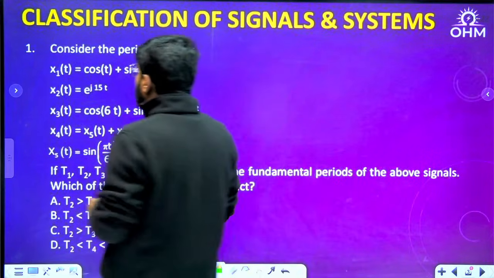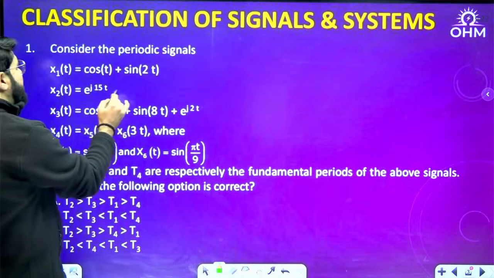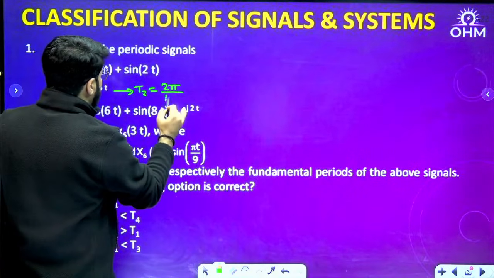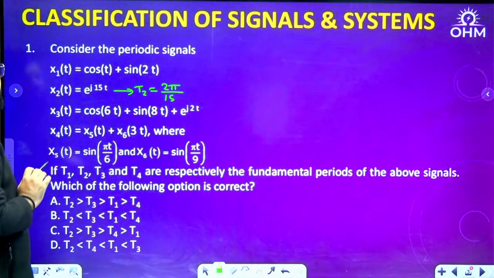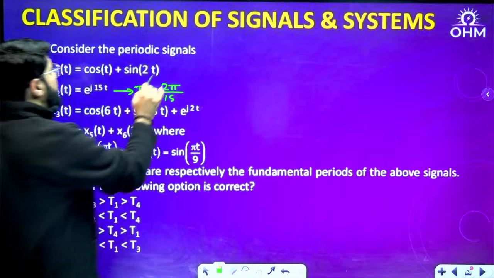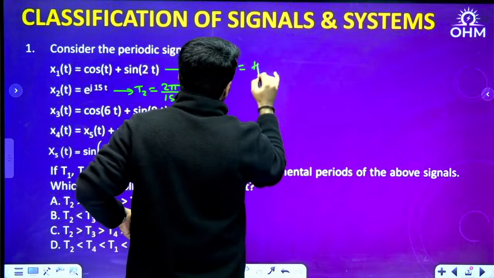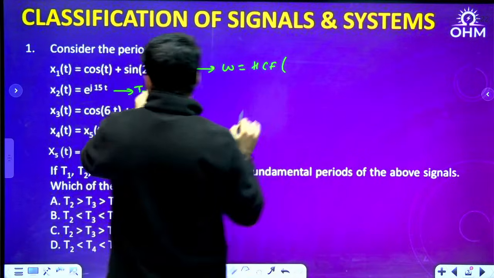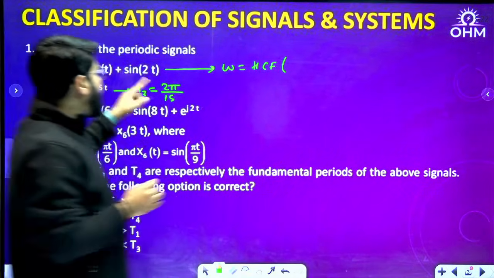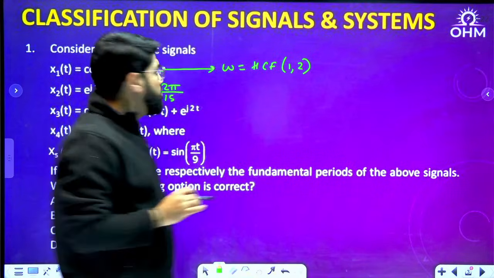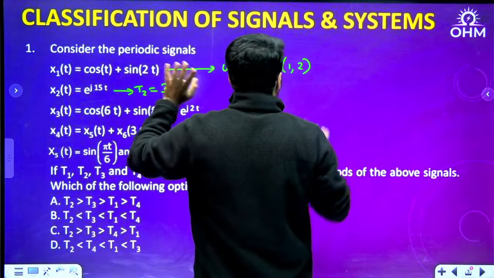Now see, let me start with the second one, e power j omega t. What is the time period? This is 2 pi by 15 straight away. Now the first one is addition of two signals. Let me first write down what is the combined omega, HCF of 1 and 2. What is the HCF? Because this omega is 1, this is omega equal to 2.